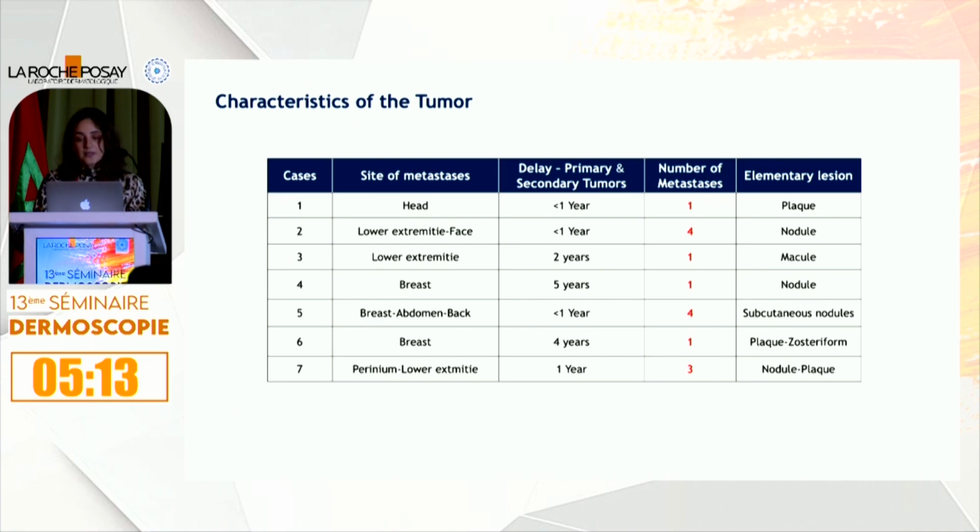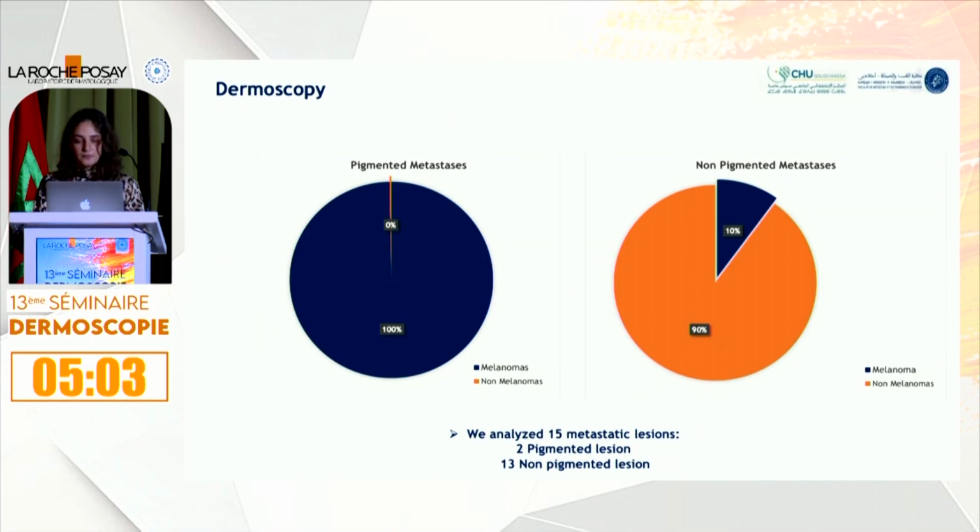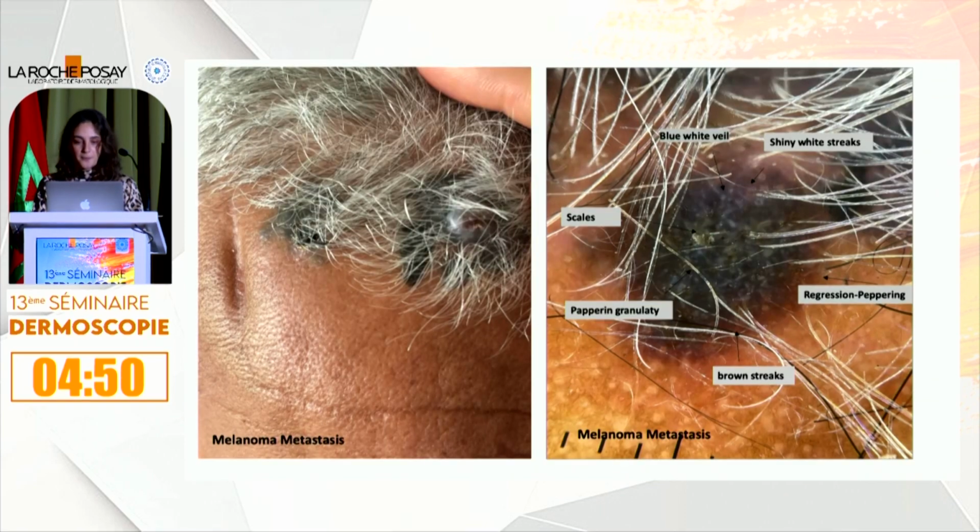This table summarizes the characteristics of the tumor's metastasis, the size of metastasis, the delay between primary and secondary tumors, the number of metastases, and the elementary lesion of metastasis. On dermoscopy, we analyzed 15 metastatic lesions. All pigmented lesions were melanoma metastases. 19% of non-pigmented lesions were metastases from other primary tumors, while 10% were melanoma metastases.